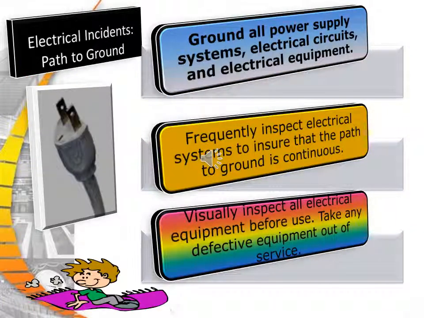Ground all power supply systems, electrical circuits, and electrical equipment. Frequently inspect electrical systems to ensure that the path to the ground is continuous. Visually inspect all electrical equipment before use. Take any defective equipment out of service immediately.